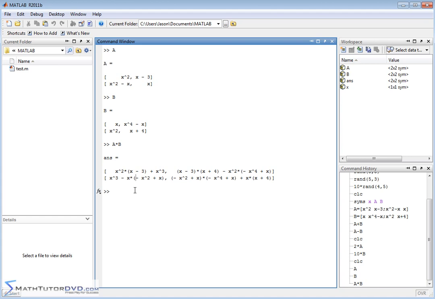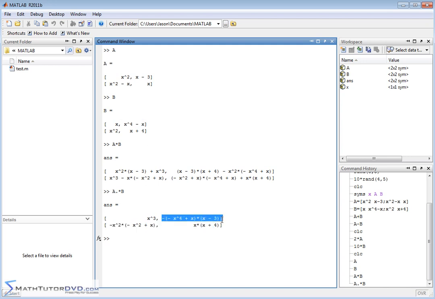Now you can also do A times B, but if you put a dot in front, then it's going to treat it as element by element multiplication, which is what we've talked about always happens when you put a dot in here. And so we get this. So now we have x squared times x for the first element, and that just gives us x to the third. This x minus 3 times this stuff is going to give me this expression here. So this one is doing it element by element.